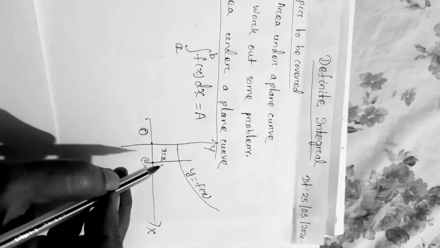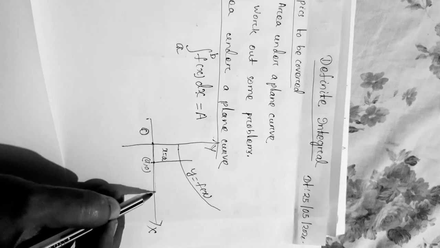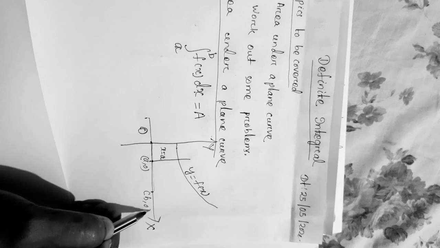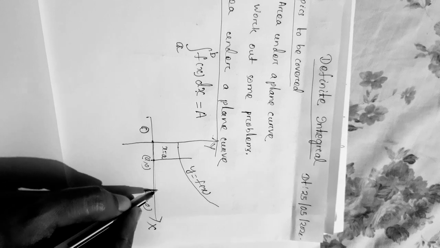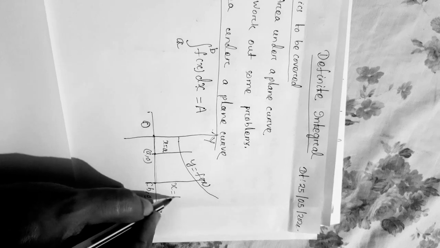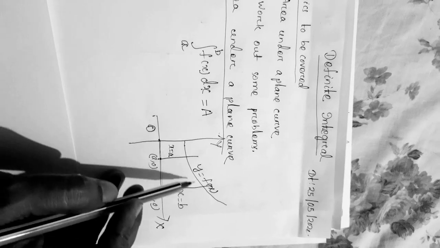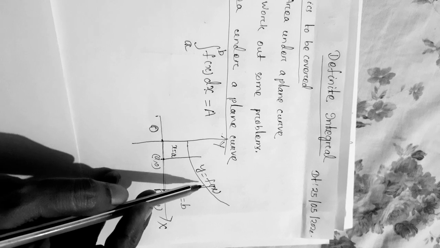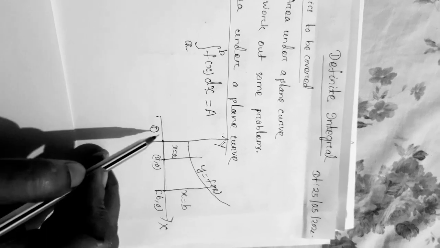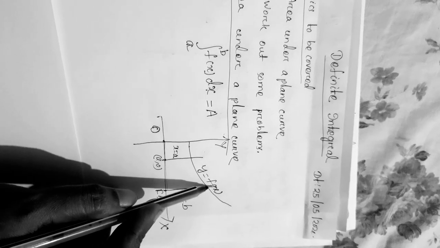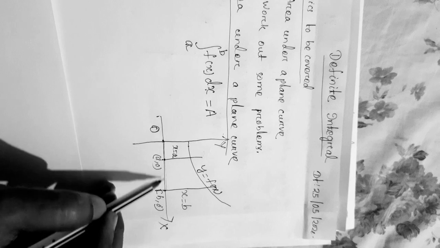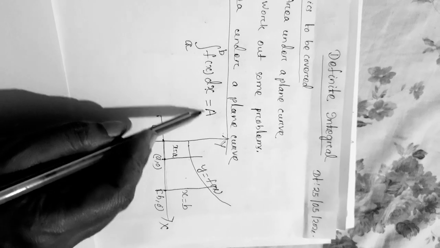Now let us draw the line x is equal to b. Suppose this length is b unit. Then the coordinate of this point is (b, 0), and the line perpendicular to the x-axis through this point is like this. The equation of this line is x equal to b. Here we have found a bounded region, bounded by the curve y equal to f of x, the x-axis, the line x is equal to a and the line x is equal to b. And the area of this bounded region is nothing but the value A.